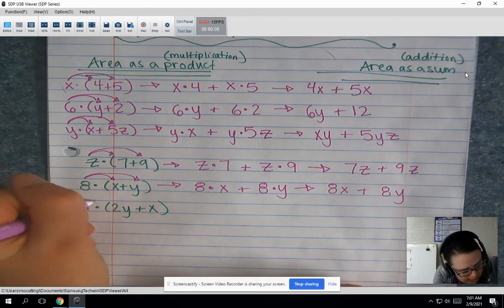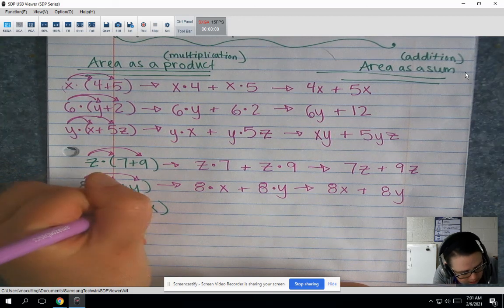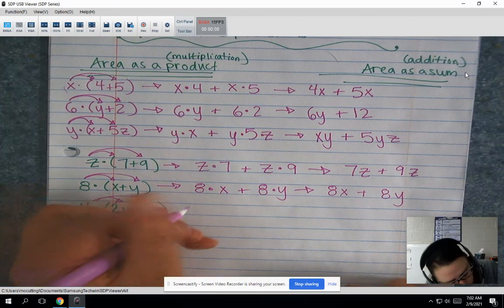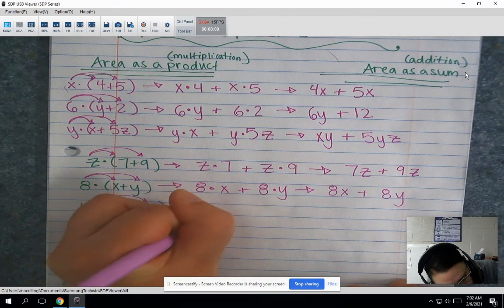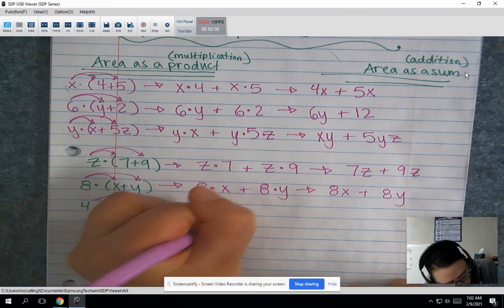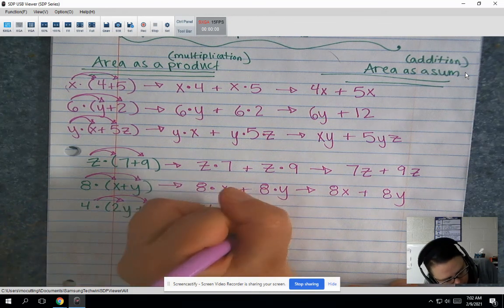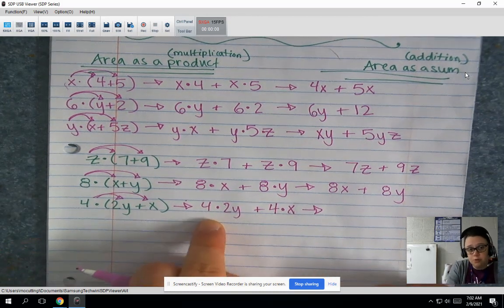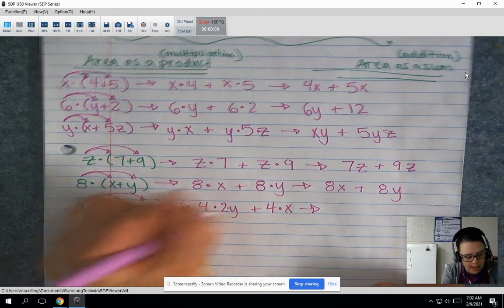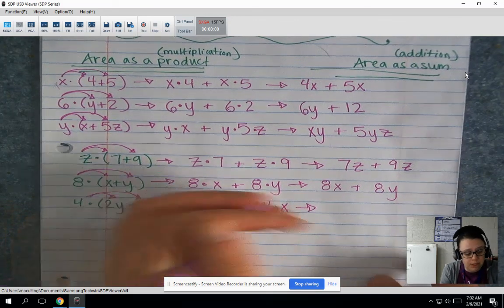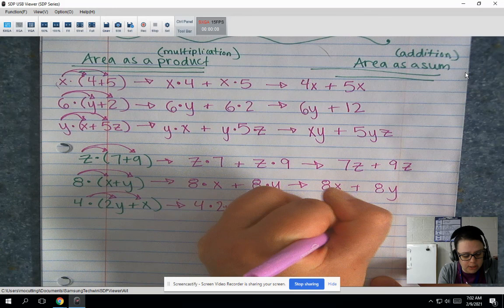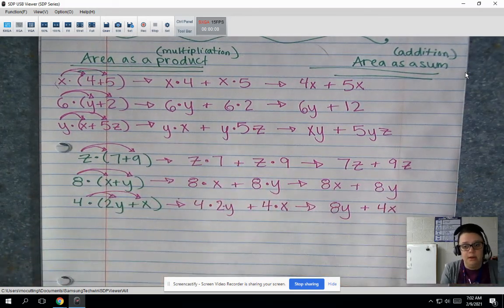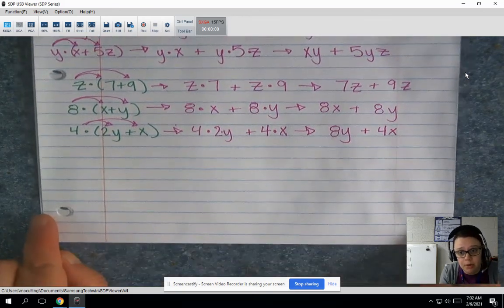And this one, I'm passing out the 4 with the times sign. That gives me, arrow, 4 times 2y plus 4 times x. 4 times 2y, that's 4 times 2 times y. I can do the 4 times 2. That makes 8 times y, so 8y plus 4x.